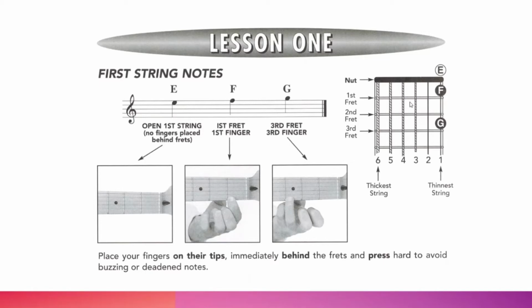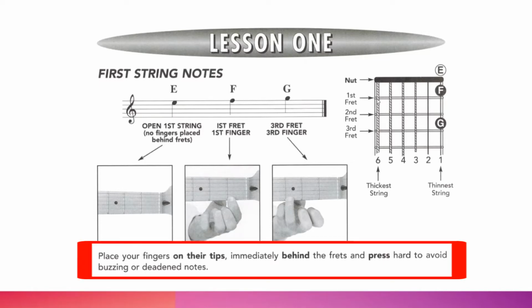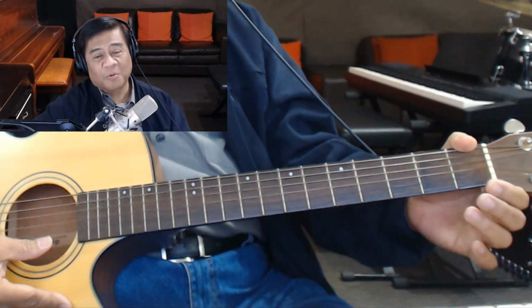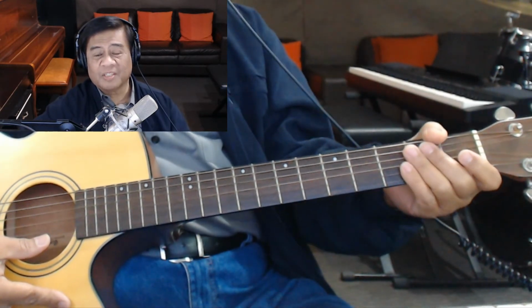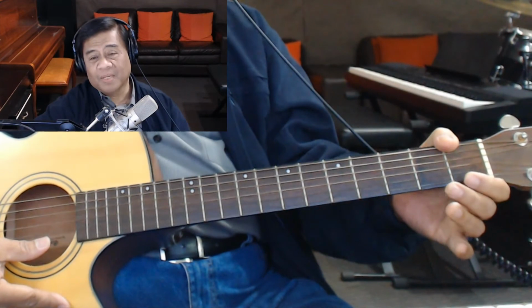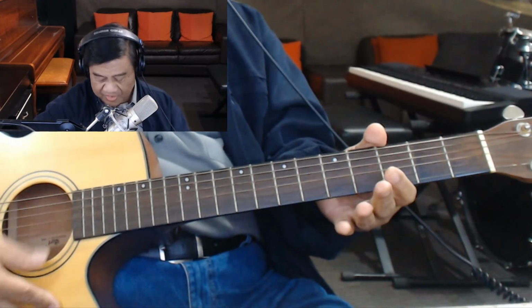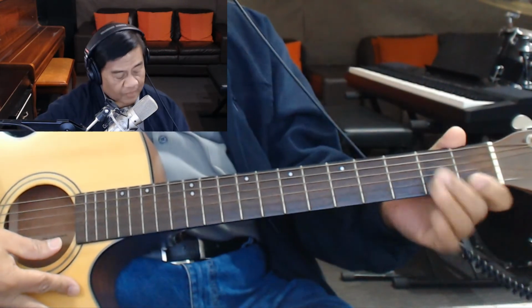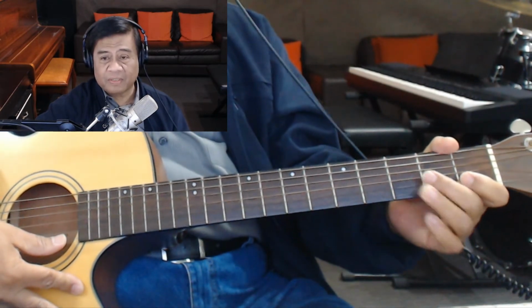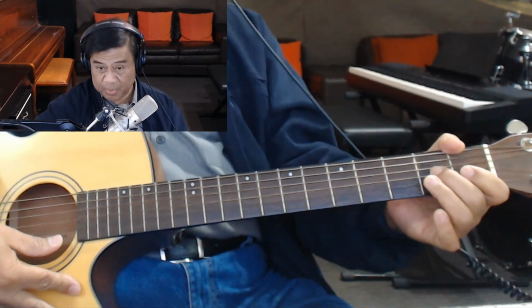A very important note here: place your fingers on their tips immediately behind the frets and press hard to avoid buzzing or deadened notes. You need to press just a little bit harder, and this is the reason why I always recommend using a nylon string guitar to start with, because this is a steel string guitar, and steel strings are a bit harder to press than nylon strings.